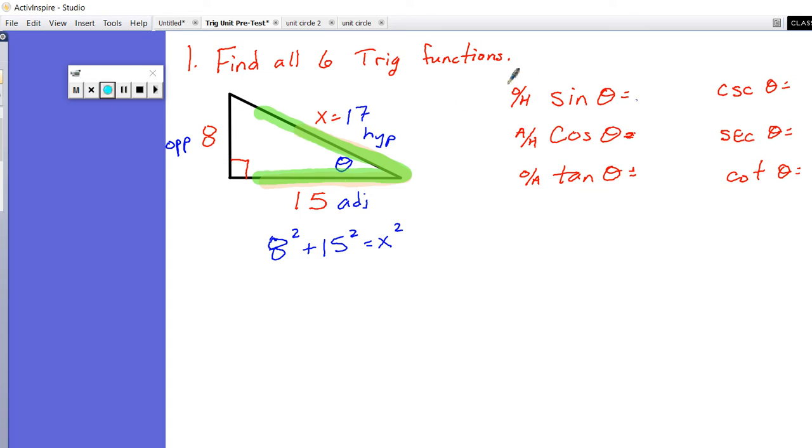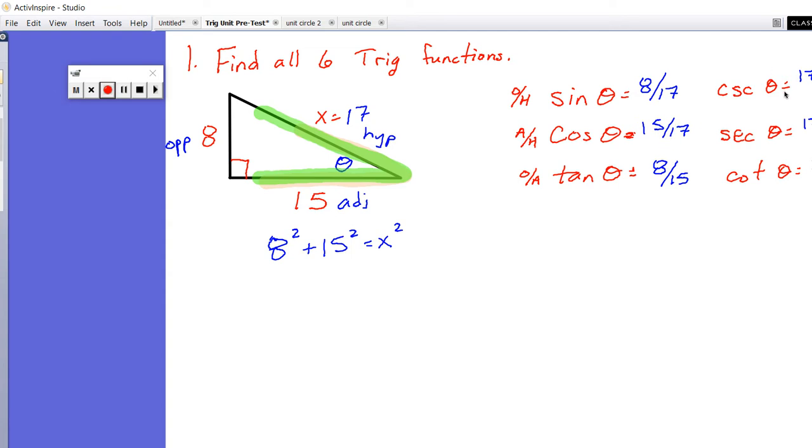So sine, opposite over hypotenuse, is 8 over 17. Cosine, adjacent over hypotenuse. So that's 15 over 17. Tangent, opposite over adjacent. Now the cosecant, you just reciprocate these. So that's 17 over 8. Secant, that's the reciprocal of cosine. So 17 over 15. And cotangent is 15 over 8.